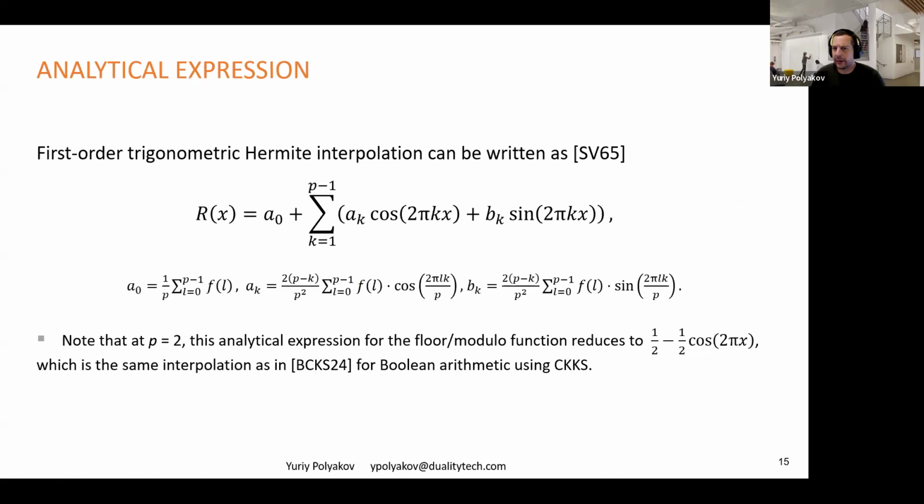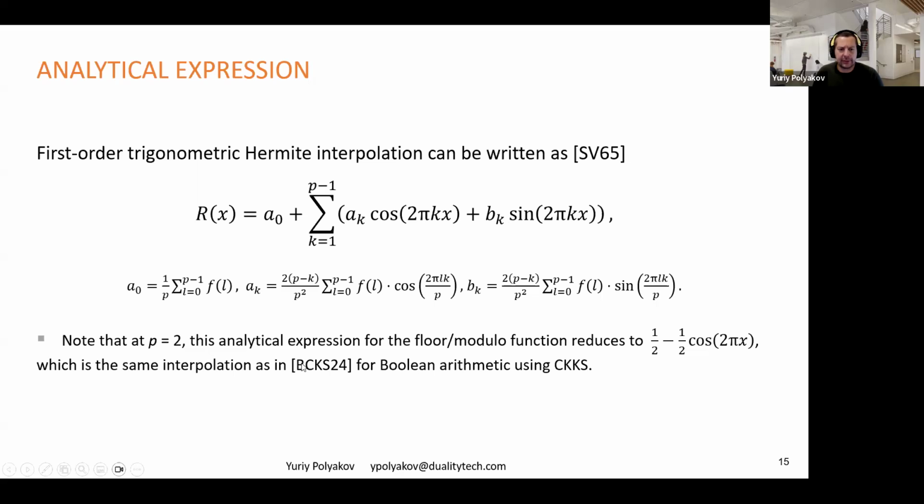And there are some results for more general Hermite interpolations that were published in the 60s, for instance. We used one of such results for so-called trigonometric Hermite interpolation to derive the series that is presented on this slide. So this is an analytical expression. It's easy. We'll analyze it a little bit closer a little bit later.